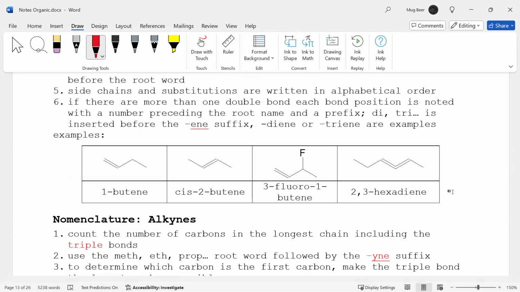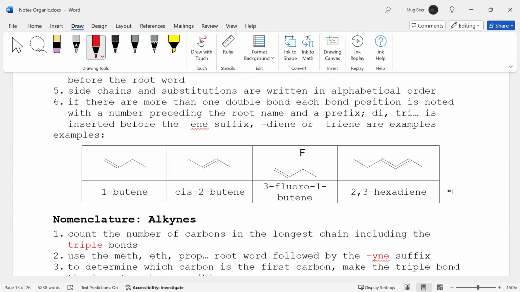So this first example here, it's 4 carbons and there's a double bond between the first and second carbon. Why do I need 1-butene? Why do I need the 1? The double bond starts at carbon number 1. It must be going to carbon number 2 because there's no carbon 0.